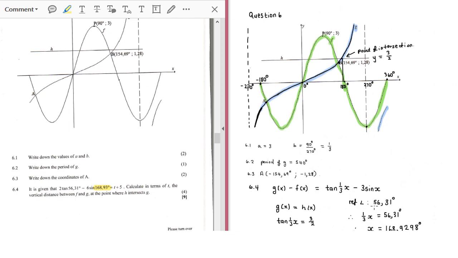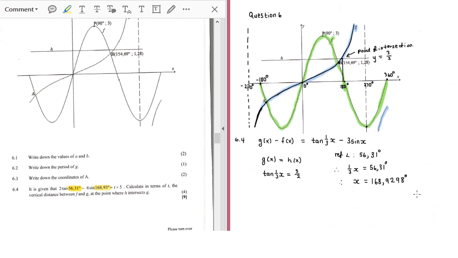And also we have that angle of 56.31 over here. So now we're seeing a connection between the angles that we've calculated and the given statement. What we've written above is an expression that determines the vertical distance.